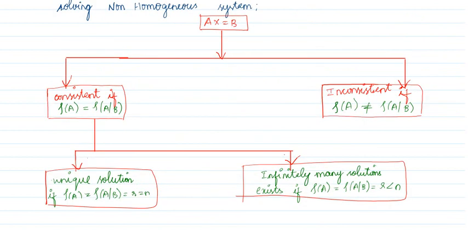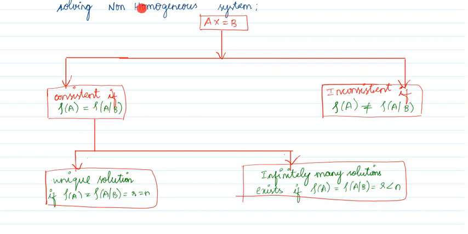Next, we'll see the methods of solving Ax equal to b, that is, various conditions: whether the system is consistent, having a unique solution or many solutions, or whether the system itself is inconsistent. We'll decide whether the system is consistent or inconsistent based on the rank of the matrix A and the rank of the augmented matrix AB.